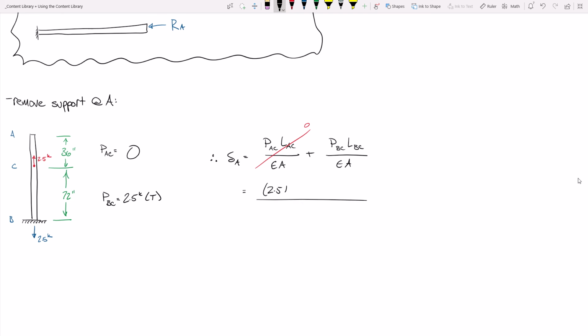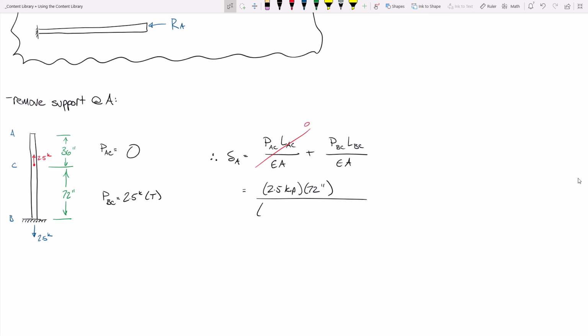So we have 2.5 kips. We have 72 inches. We have the E value for this problem. We were told at the beginning that E was 29,000, and I think we were told that A was 8 square inches. Is that what it said at the beginning? Yeah. So if you chug this out, it's a pretty small number. I'll write this one out for you: 0.000776 inches. It doesn't really matter what this number is because ultimately the net deflection is 0. But here's the overall point. Would you agree that if I removed that support at A, point A is going to move up some, and it's going to move up this much?